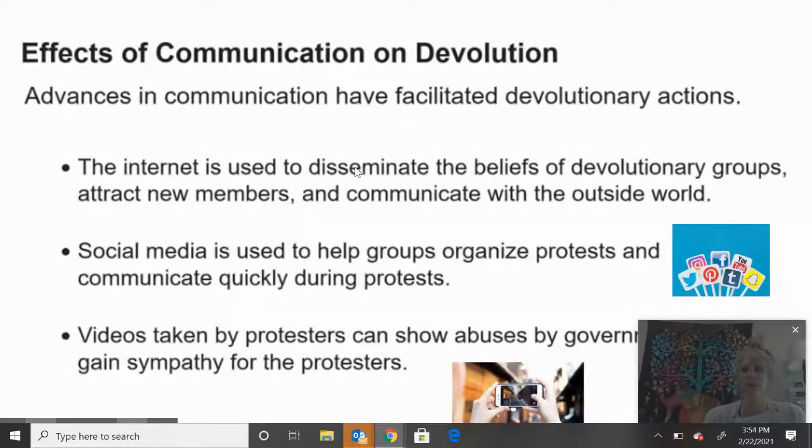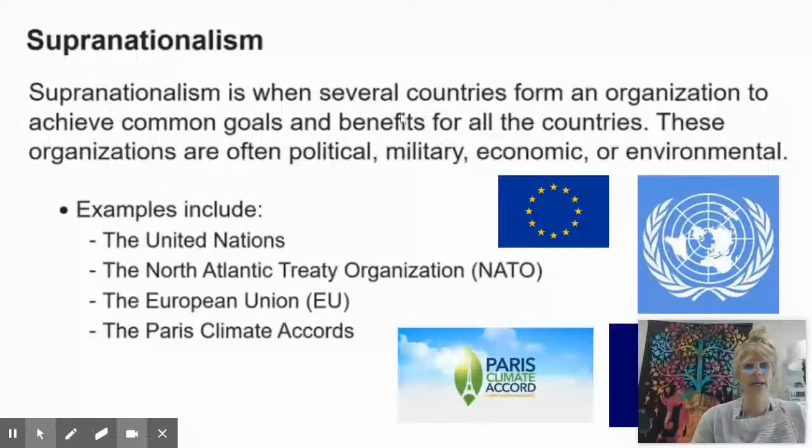The next one we're going to talk about is supranationalism. First you need to know the definition. This is a new term that we haven't talked about previously. Supranationalism is where a lot of different countries come together and form one big organization. This gets a lot of political power, and they have a lot of impact and influence on the rest of the world. Some common examples of these supranational organizations are the United Nations.